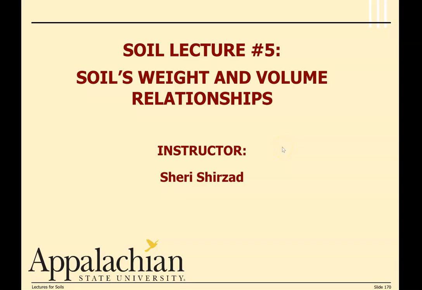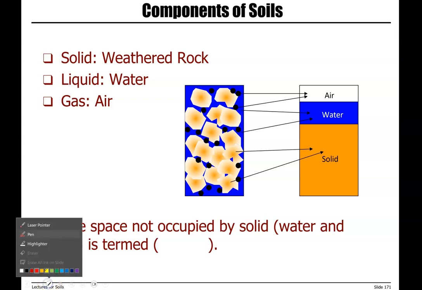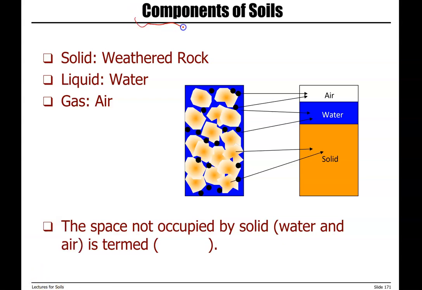Soil lecture number 5, soil's weight and volume relationship. A soil sample consists of 3 main components. So in a soil sample, we have solid particles, the orange particles that you see here.